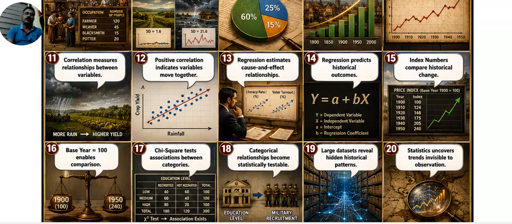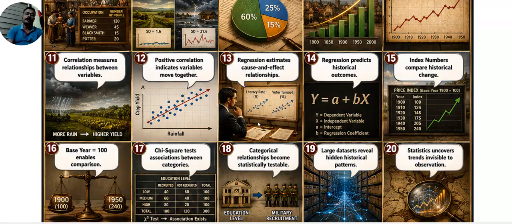Actually, it is also true for literacy rate and voter turnout, where there may be a positive correlation. As the literacy rate increases, the number of people coming to cast their vote also increases, so voter turnout percentage may also increase. This implies there is a positive association. The correlation tells us that with the increase of literacy, voter turnout also increases.